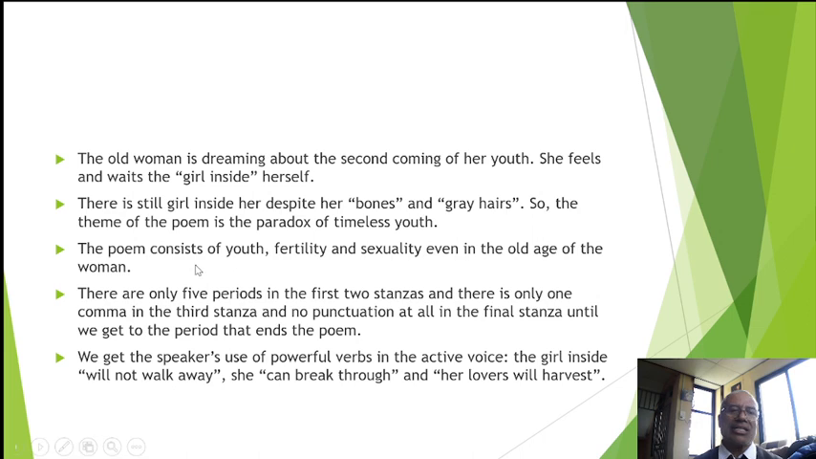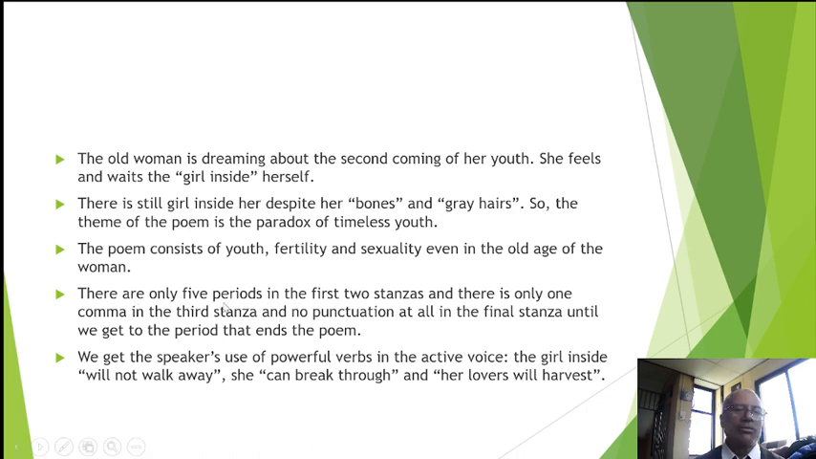The poem consists of youth, fertility, and sexuality, even in the old age of the woman. Even though she is old, there is a fertility inside her. There is youth inside her. There is sexuality inside her. There is lust inside her. That is what we still find with the woman, the old speaker woman.